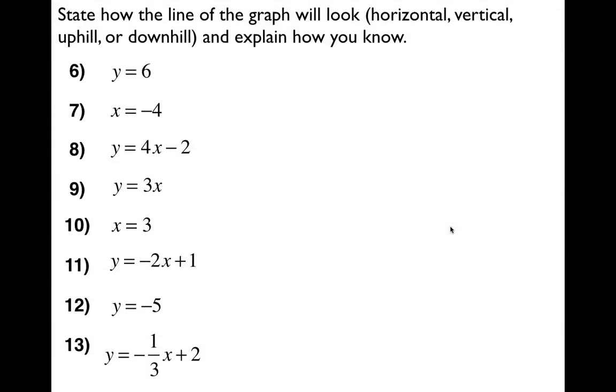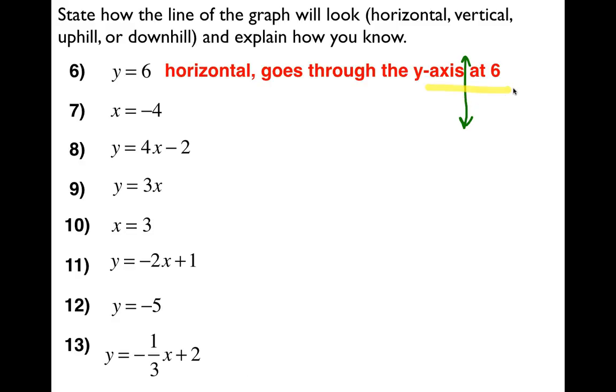Okay, so now what we're going to do is talk about the line of a graph. What should it look like just by simply looking at an equation? So for number 6, it says y equals 6. Well, first of all, it's going to cut through the y-axis, and the way to cut through that is by using a horizontal line. So I'm going to say it's going to be a horizontal line. How do I know? Because it's cutting through the y-axis at 6.